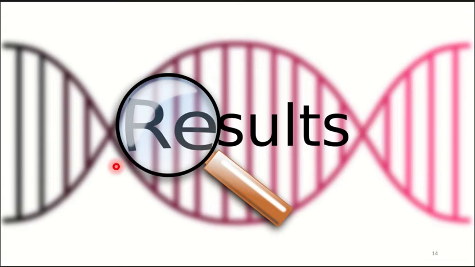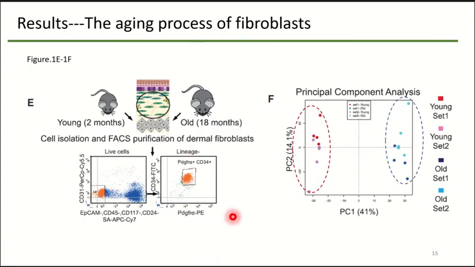Okay, so I'm going to see if the team has achieved their research purpose. In the results, we first discuss the aging process of fibroblasts. So we must select the dermal fibroblasts of 2-month-old and 18-month-old female mice to be purified. It can be observed in Figure 1e that purified fibroblasts have double positive PDGFRA and CD34 markers.